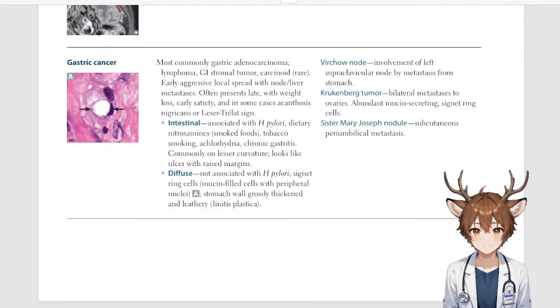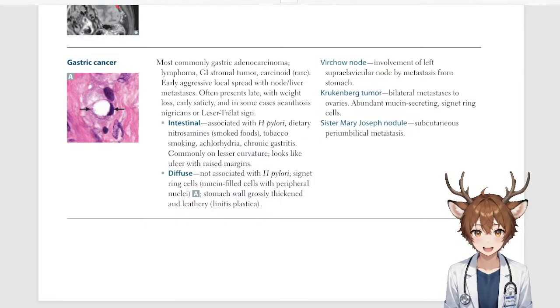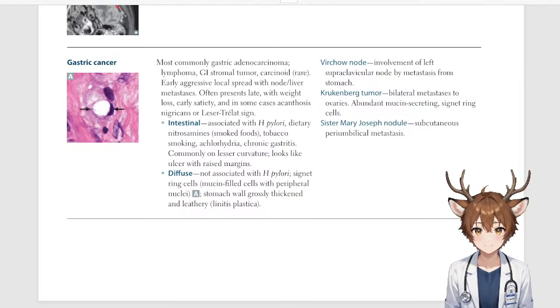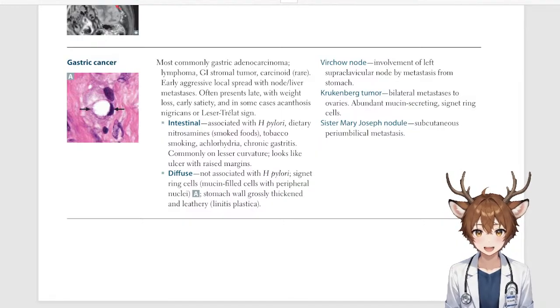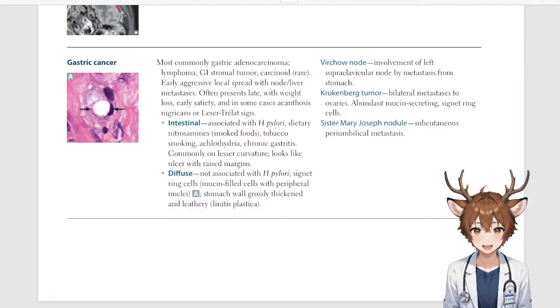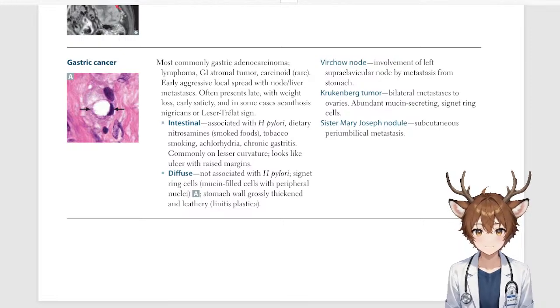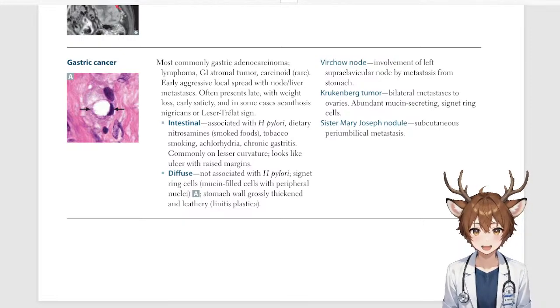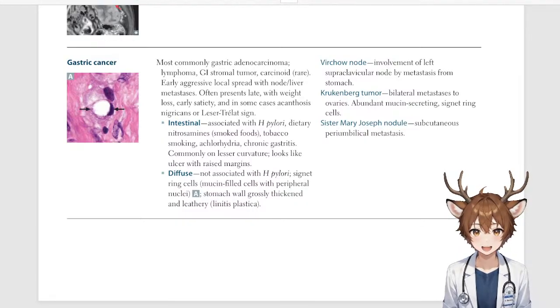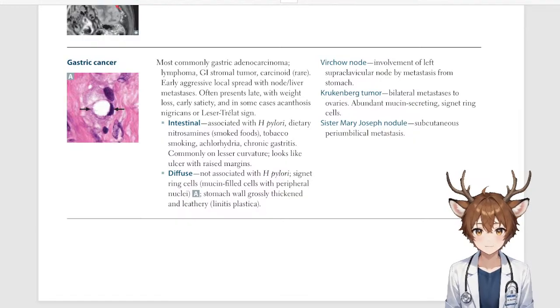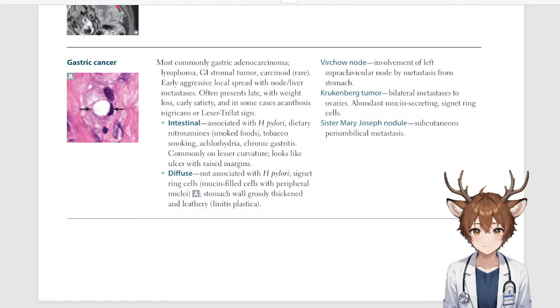Okay. Intestinal type is associated with H. pylori, dietary nitrosamines, smoked foods common in East Asian countries, tobacco smoking, achlorhydria, chronic gastritis, commonly on the lesser curvature, looks like an ulcer with raised margins. Diffuse type is not associated with H. pylori, most cases due to E-cadherin mutation, signet ring cells, mucin-filled cells with peripheral nuclei, stomach wall grossly thickened and leathery, linitis plastica.